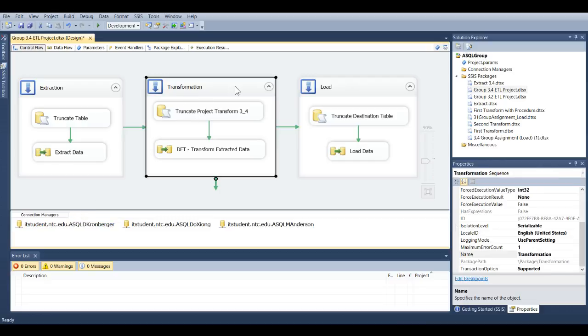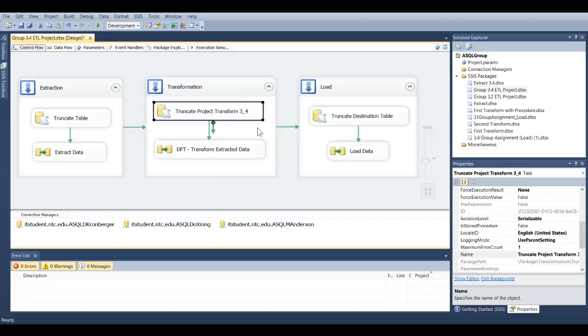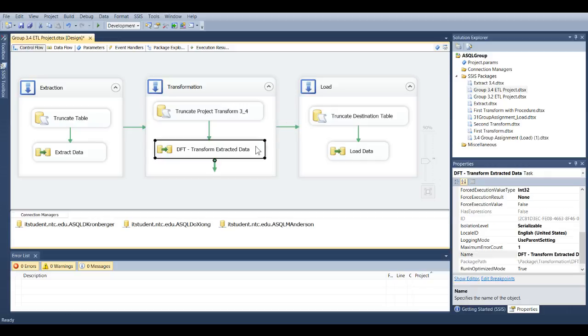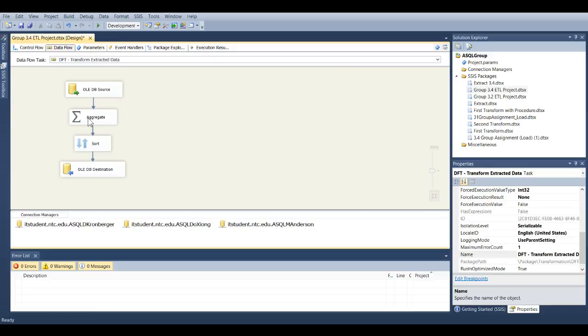The next container is the transformation process, which was handled by myself. First, the table is truncated of any pre-existing data. Next, the data is transformed through an aggregate transform shown here. What happens in this aggregate transform is the data grabs a distinct count of names, sums them all up, and then groups them by gender. It is then sorted by name and finally put into a table in my database.